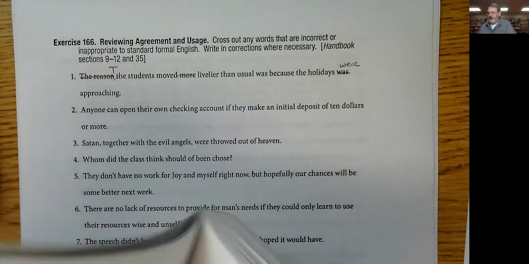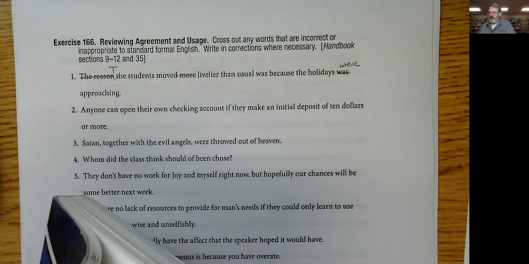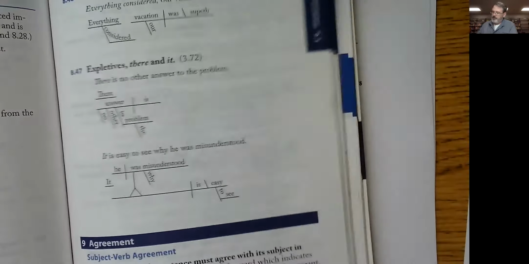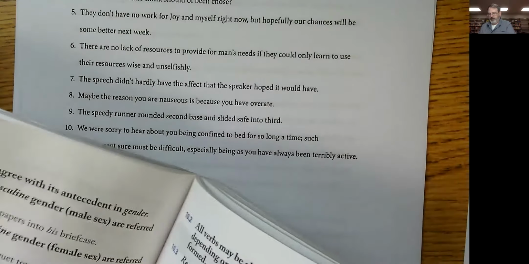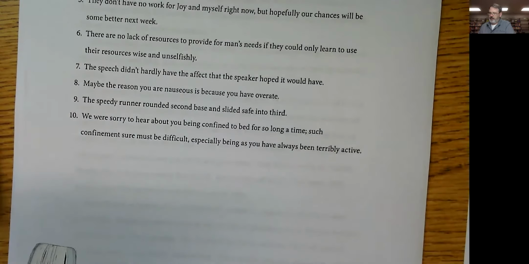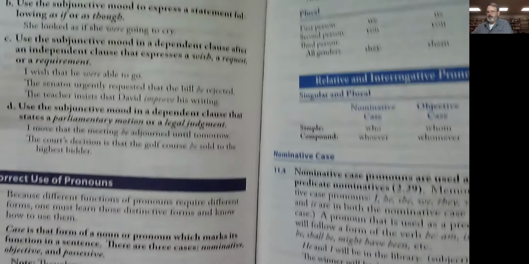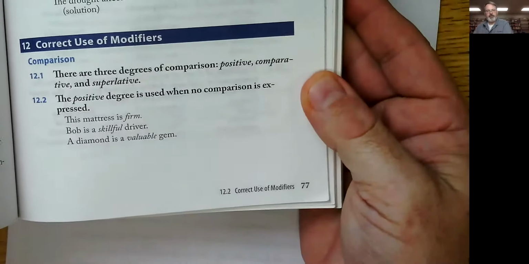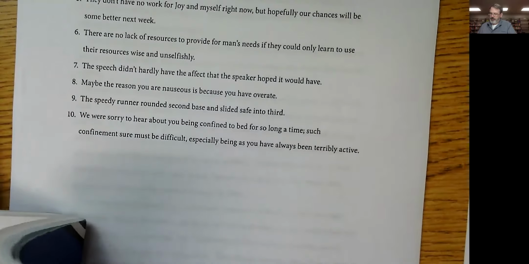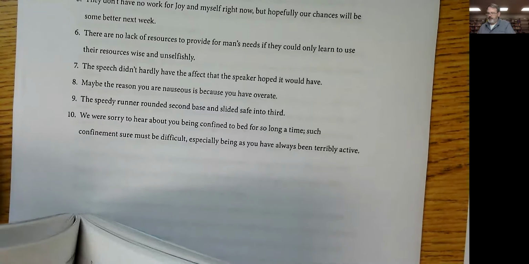You look them up in sections 9 through 12 and 35. Okay, so let's review what 9 through 12 is. Section 9 is agreement, subject-verb agreement. So any questions that you have related to subject and verb agreement would be in section 9. Section 10 is the correct use of verbs. Okay. Section 11 is correct use of pronouns. Section 12, correct use of modifiers, adjectives and adverbs. Okay. And then you've got 35, which is your glossary of diction.